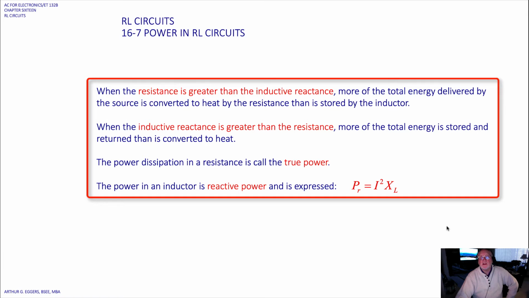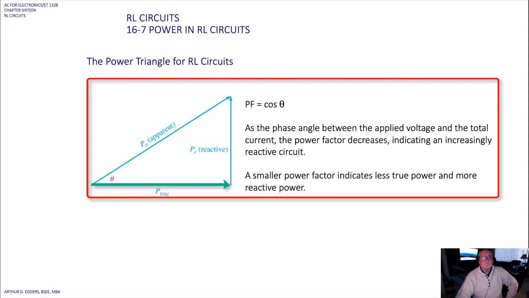Okay, so we've seen this before, when we talked about the purely capacitive circuit or the RC circuits. We have the same power triangle for the RL circuits. We have true power, reactive power, and apparent power. And again, we make use of the right triangle to display this and imagine it.